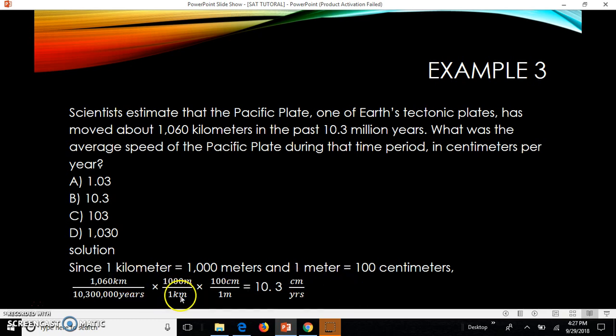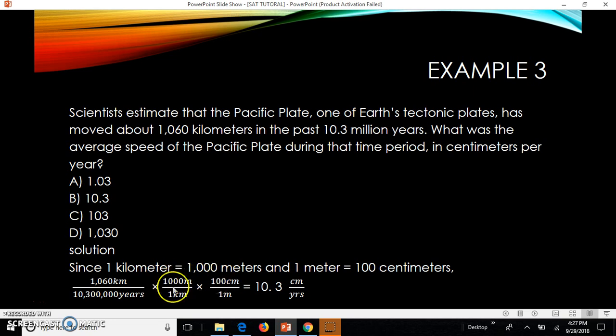Try to cancel the kilometers. See, 1 kilometer equals 1,000 meters. So when this one cancels each other, this is still in meters, right? Then we still need to get it to centimeters because we're going to centimeters. So 1 meter equals 100 centimeters, right? So you divide this meter here, so we have centimeters. So we are done with that.